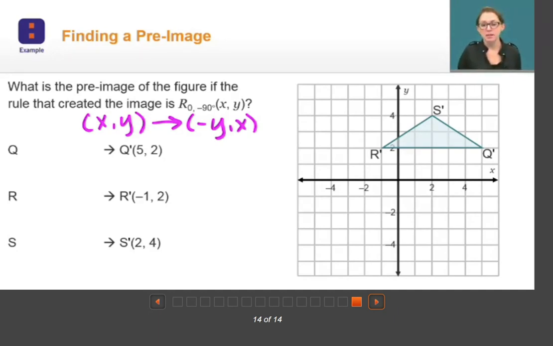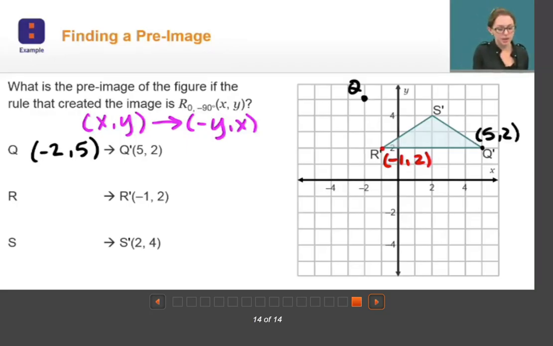So if Q prime is located at (5, 2), then we use the rule to map Q to (-2, 5). So let's go ahead and plot Q at (-2, 5). Okay. Now if R prime is at (-1, 2), then we can use the rule to map R to (-2, -1). And now we can plot R, which is going to be at (-2, -1) here.